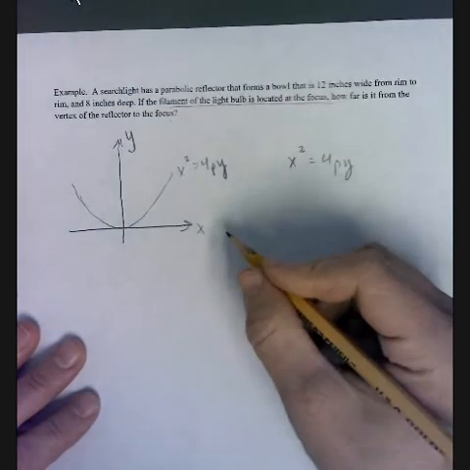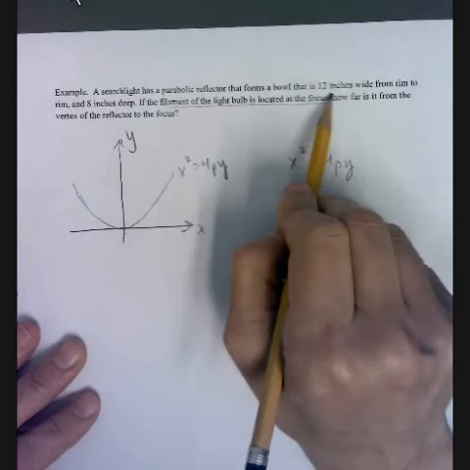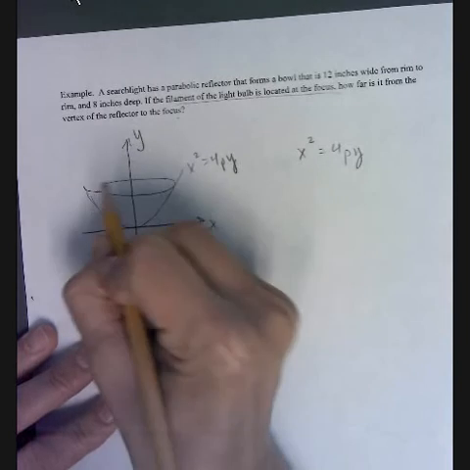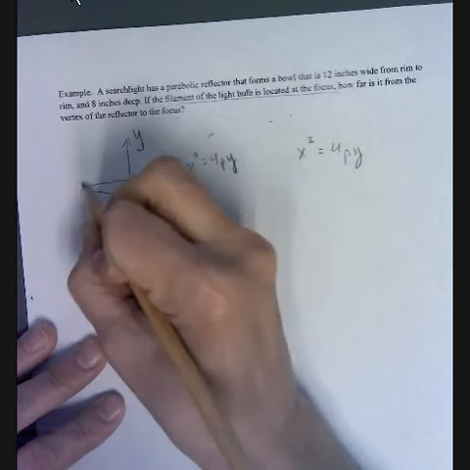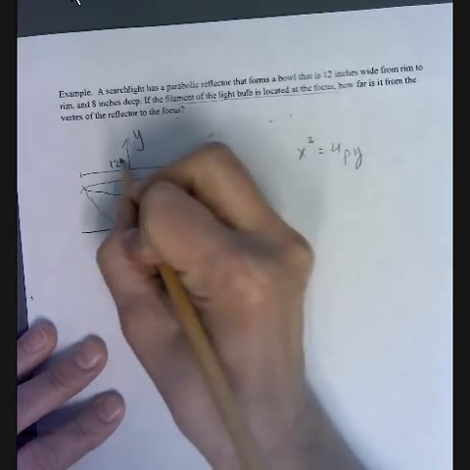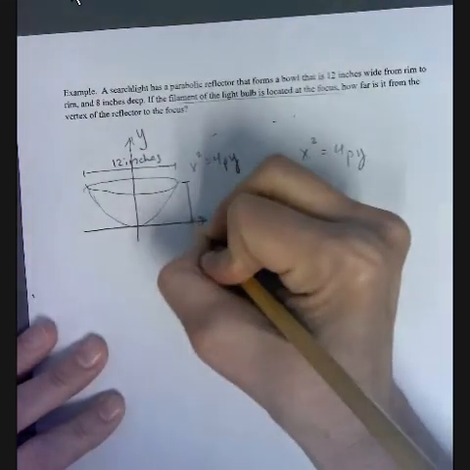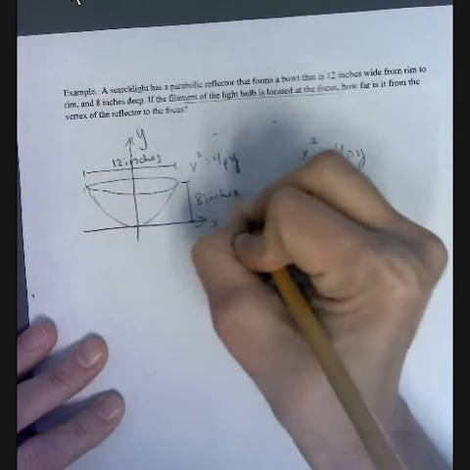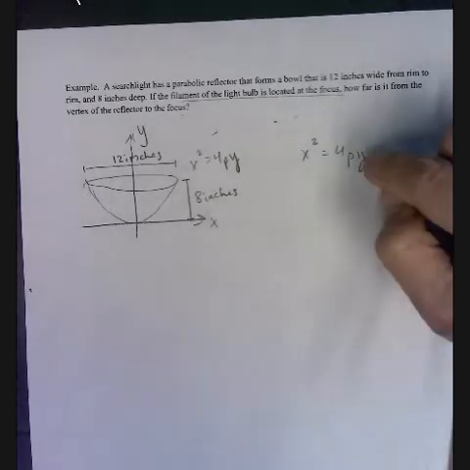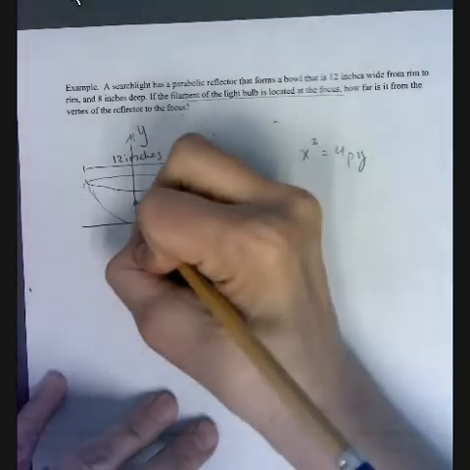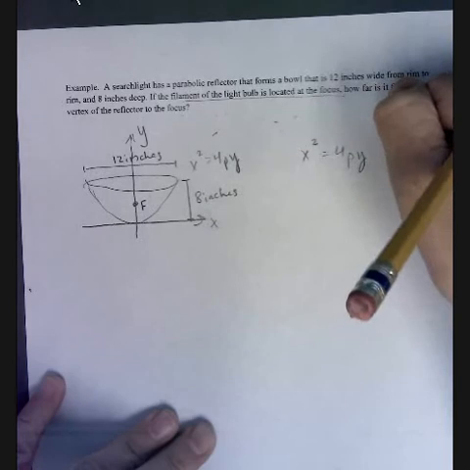So this parabolic reflector forms a bowl that is 12 inches wide from rim to rim. So from rim to rim, this is 12 inches. And 8 inches deep. So we need to find p to know how far this filament is. So here's our filament. How far that is from the vertex.